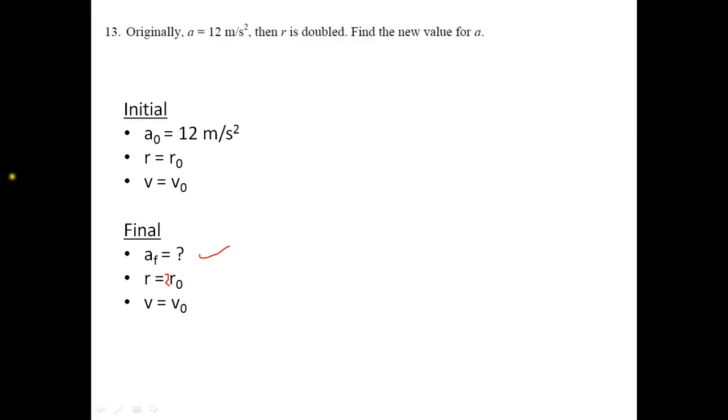Now if you notice here, we're not told anything about velocity. We're not told that it was this before and it changed to this.